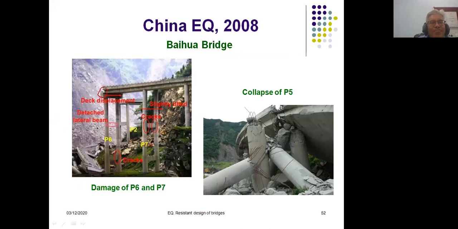Here see the lateral beams, so cross beams are there. This also collapsed, right? So these are the damage of P6 and P7 piers. And see here, all were just adjusted one over another. So shear failures or flexure failures are to be observed here.